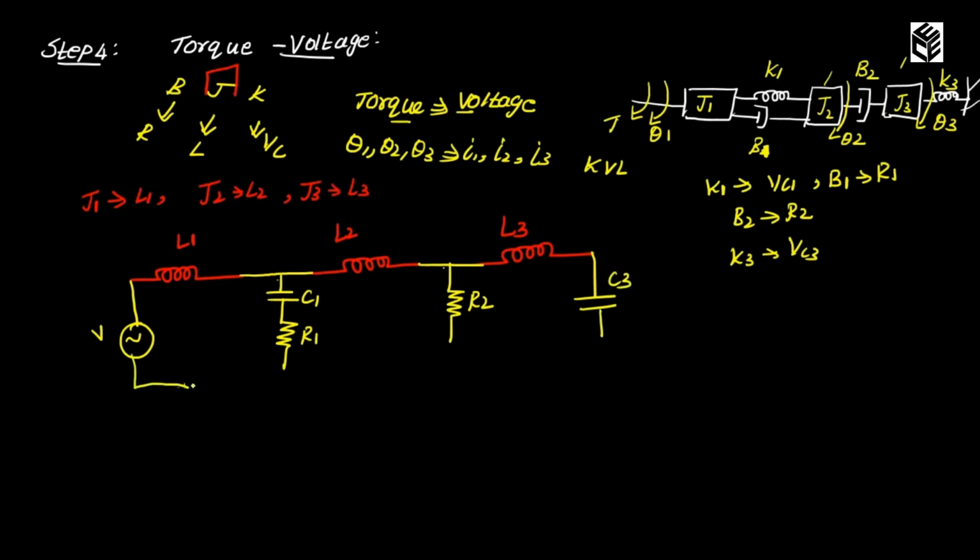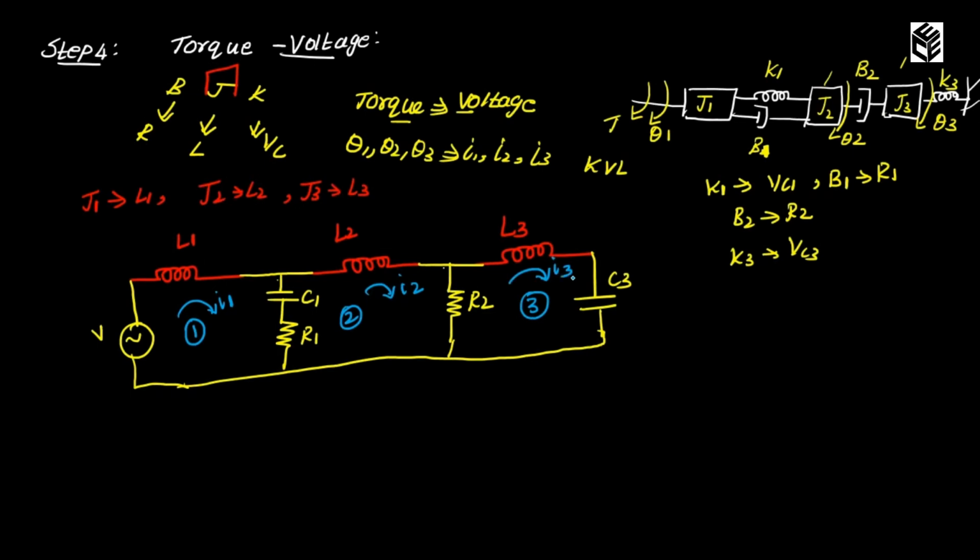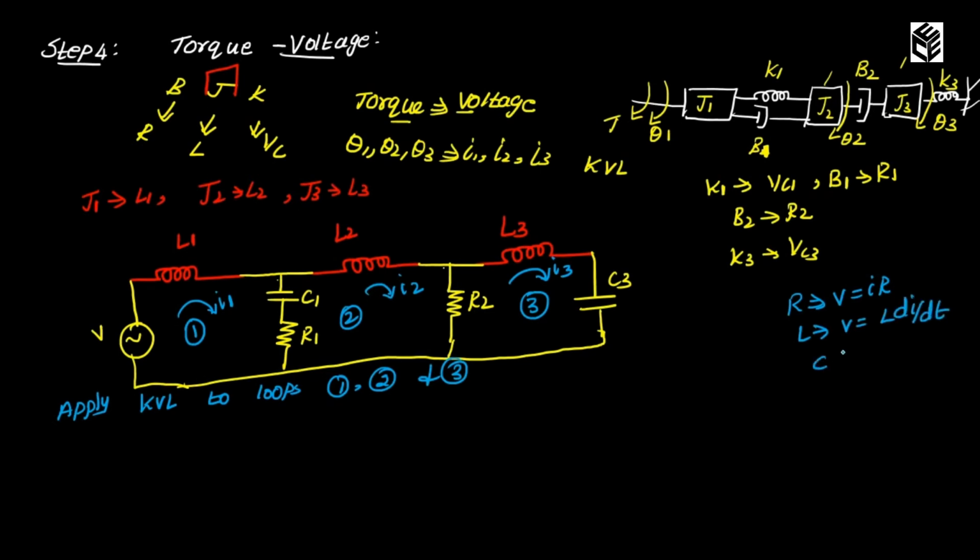Now I am done with all my connections. I am going to assume loops 1, 2 and 3. In loop 1, I1 is the current, I2 is the current flowing through loop 2 and I3 is the current flowing through loop 3. Now apply Kirchhoff's voltage law to loops 1, 2 and 3. As we know, for a resistor voltage is equal to IR, for an inductor voltage is equal to L into di by dt, and for a capacitor voltage is equal to 1 by C into integral I dt. I am going to write the formulas.